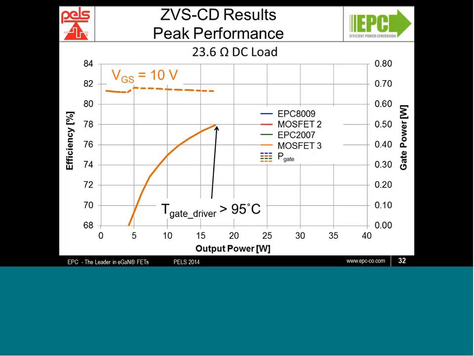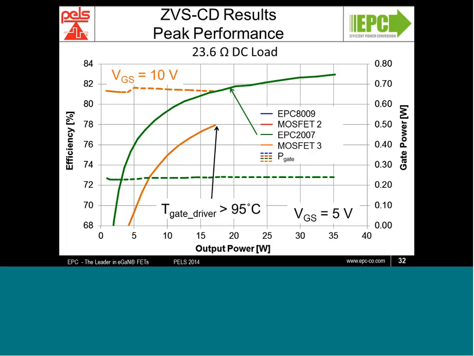Now let's compare that against the EPC 2007, and we were able to significantly improve on that, where we can get to just above 35 watts of total output power. We can see there that it's running at a 5 volt gate, and we have a peak efficiency of around 82.8%.